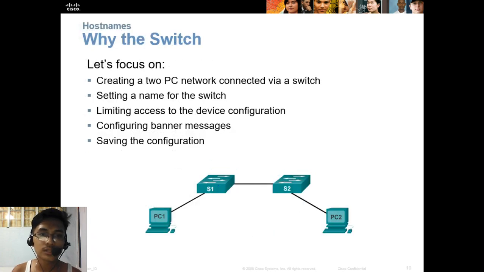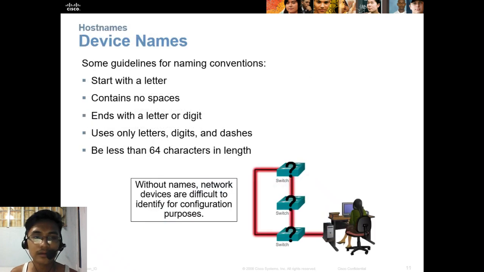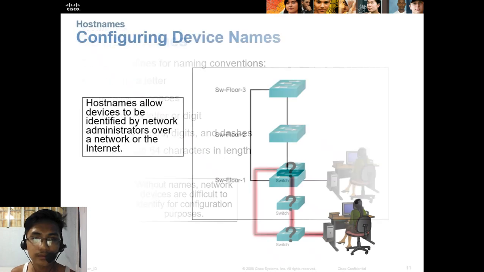So by the switch: creating a 2 PC network connected via a switch, setting a name for the switch, limiting access to the device configuration, configuring banner messages, and device names. These are some guidelines: start with a letter, contain no spaces, end with a letter or digit, use only letters, digits, and dashes, and be less than 64 characters in length.